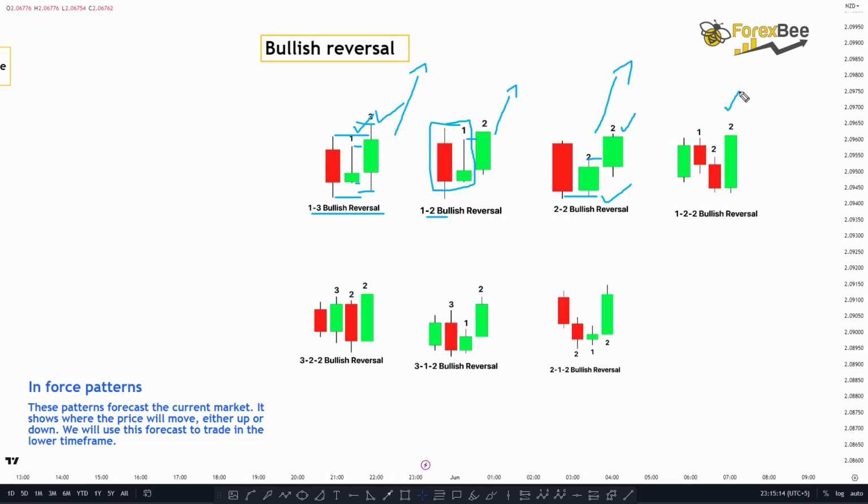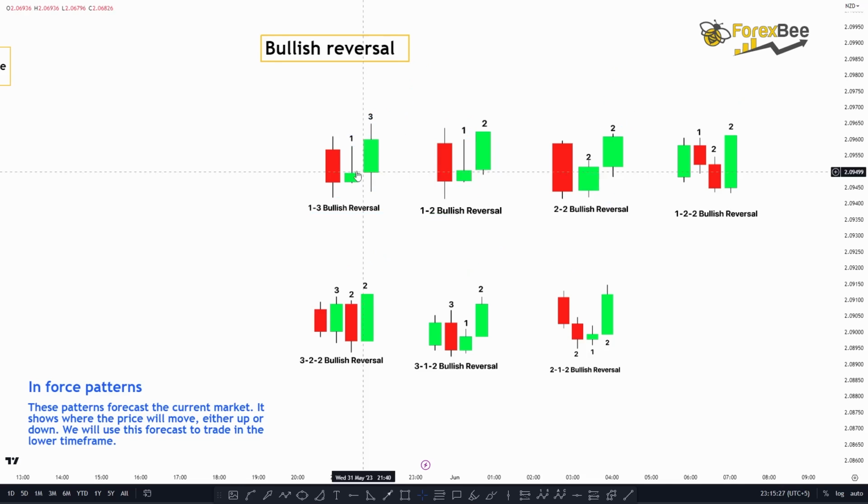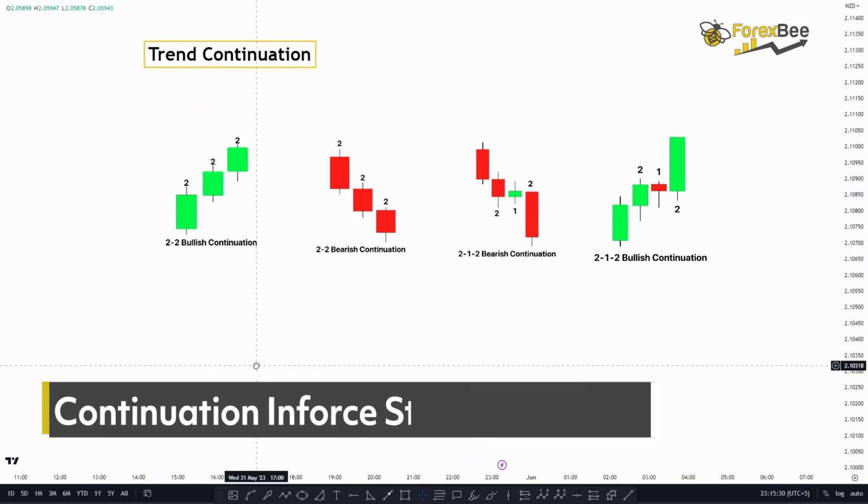And similarly, these 1-2-2, 3-2-2, 3-1-2, and 2-1-2 bullish reversal patterns work in similar way as I have explained earlier. So go ahead and try them out and let me know if you have any questions down below. Now let's move towards the continuation patterns.